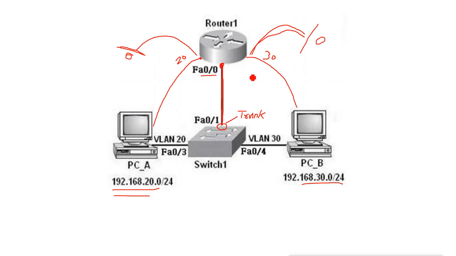Now in this VLAN routing design, we have to configure some extra things on this router. Previously we did not configure anything on the router. We just connected the interfaces, gave the IP addresses and started the interface. That's it. But here we need to configure something. Now what do we have to configure?